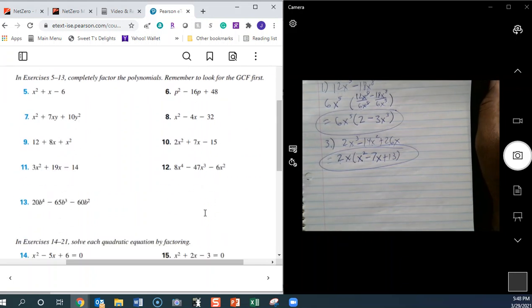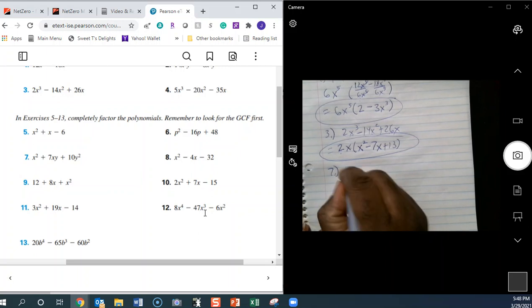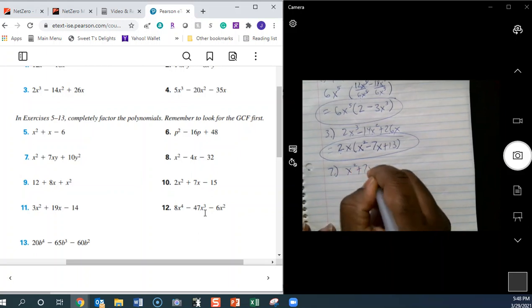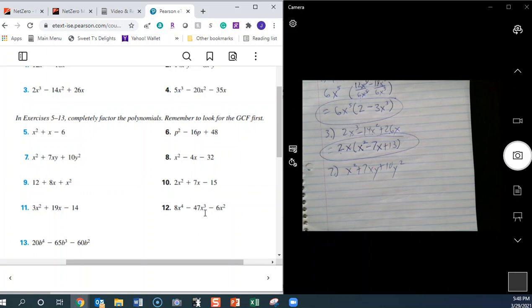Okay, now it says in exercises 5 through 13, completely factor the polynomials. Remember to look for the GCF first. All right, I'm going to jump to number 7. Number 7, we had x squared plus 7xy plus 10y squared.